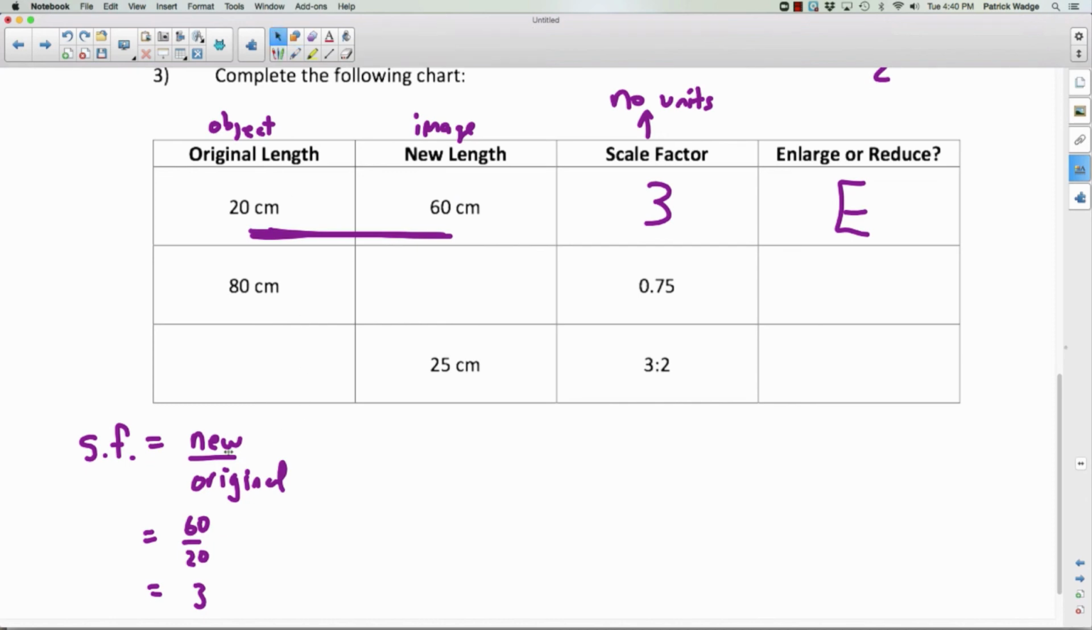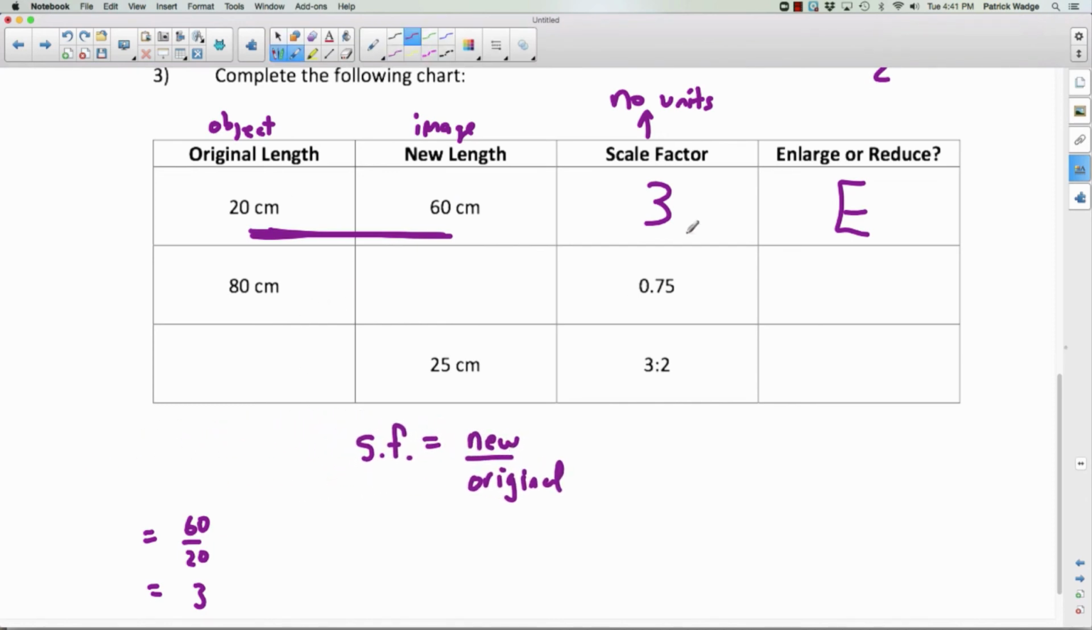All right, the second one, same formula. I'll move it over here. We know the scale factor this time. It's 0.75. So I'm going to write that down, 0.75. Do we know the new? No, we don't. Well, why don't I call that n for new? Do I know the original? Yeah, I do. It's 80. There we go. Okay, I got to solve this.